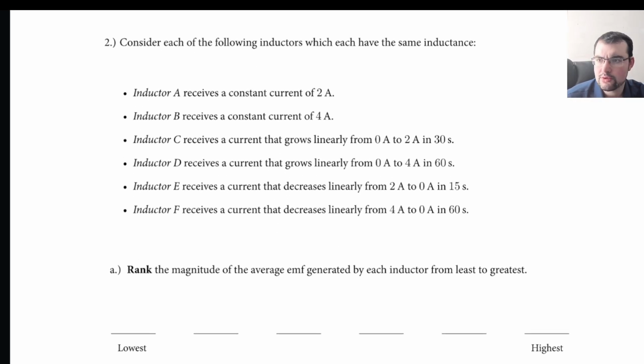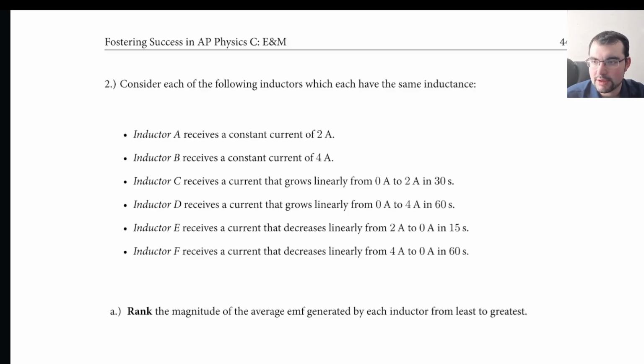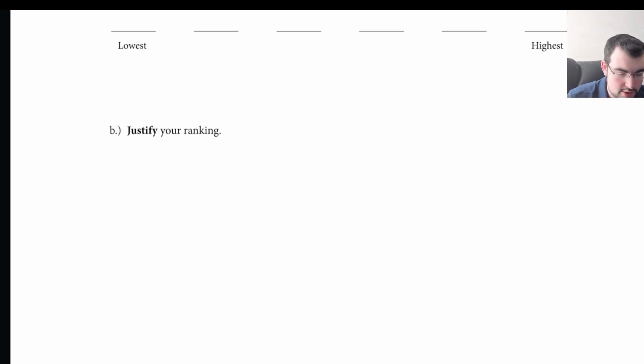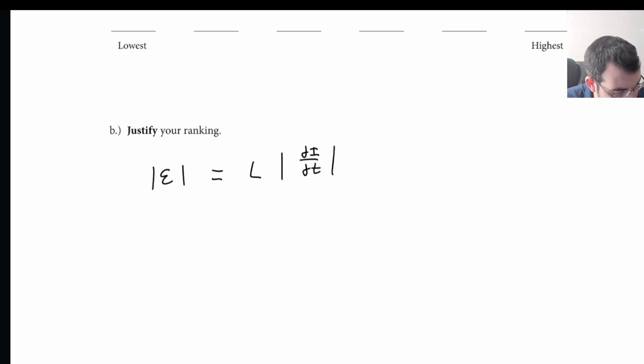So now we've got a huge little ranking task to do. Consider each of the following identical inductors. We have some receiving constant current, some receiving growing current, some receiving decreasing current. And we're interested in this ranking of average EMF through each. So, of course, if we're ranking something, we need some sort of equation. And our ranking relies on the fact that we know the induced EMF in an inductor is L times the rate of change of current.